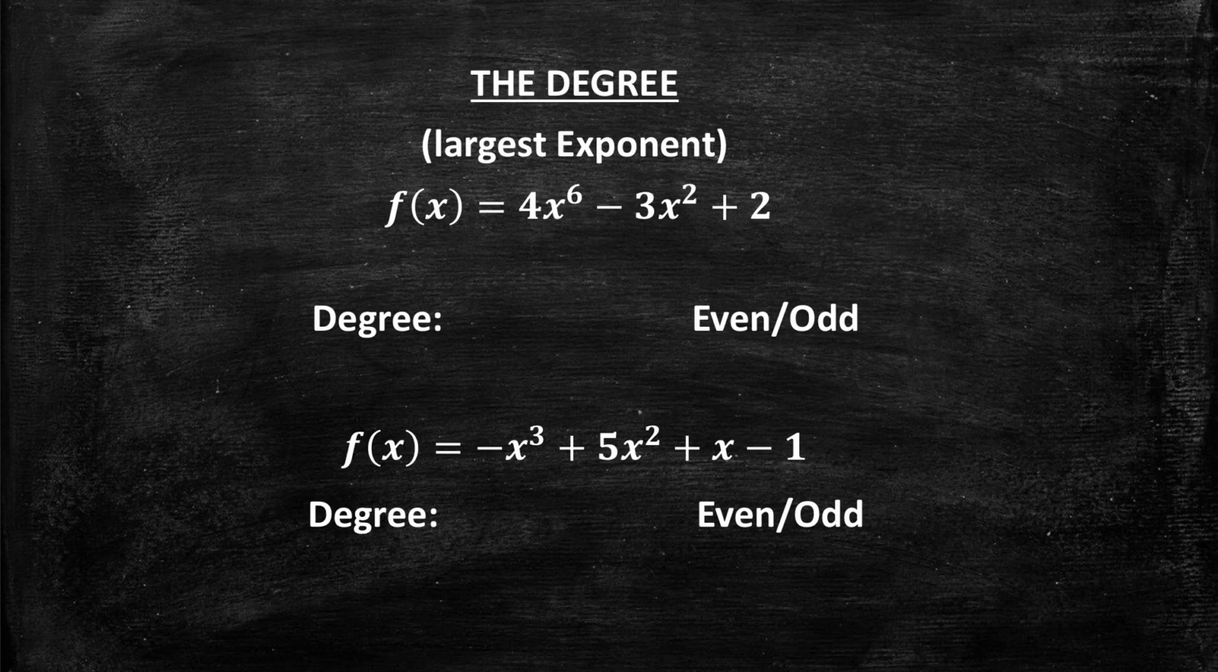The degree of the polynomial. The degree is going to be your largest exponent, okay? So in that particular one that we just looked at, 4x to the 6th minus 3x squared plus 2, the largest exponent is 6. So the degree of that polynomial is 6. Now, the only thing we care about the degree is whether it is even or odd. Well, 6 is an even number, so we're going to circle even. And remember, your even numbers are 2, 4, 6, 8, 10, so and so.